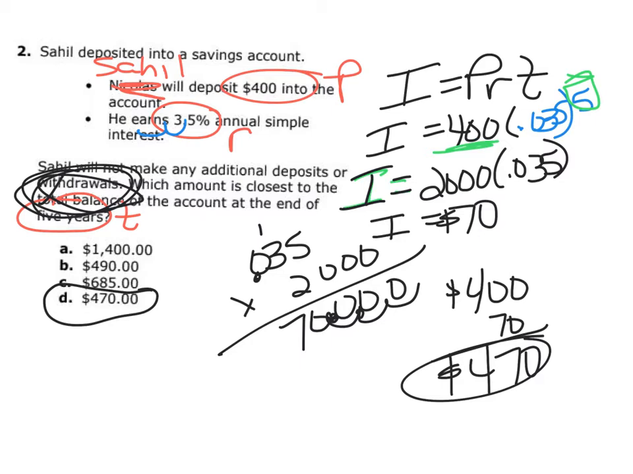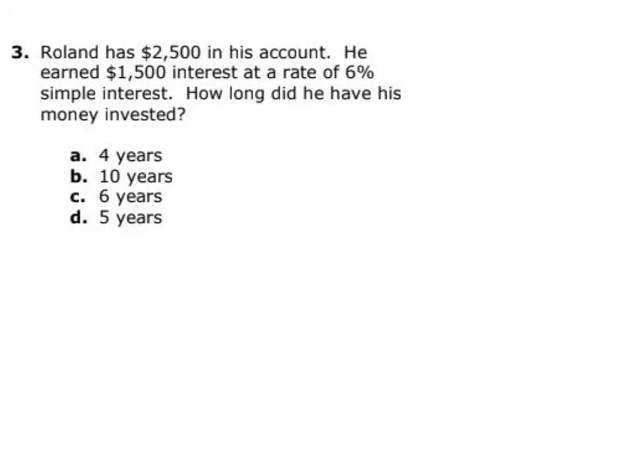Again, make sure you explain your mistakes and write down what you did wrong. Okay, number 3. Roland has $2,500 in his account. He earned $1,500 interest at a rate of 6%, simple interest. How long did he have his money invested? Even if you look at the answer choices, they're talking about time. So we're still going to use the same formula.